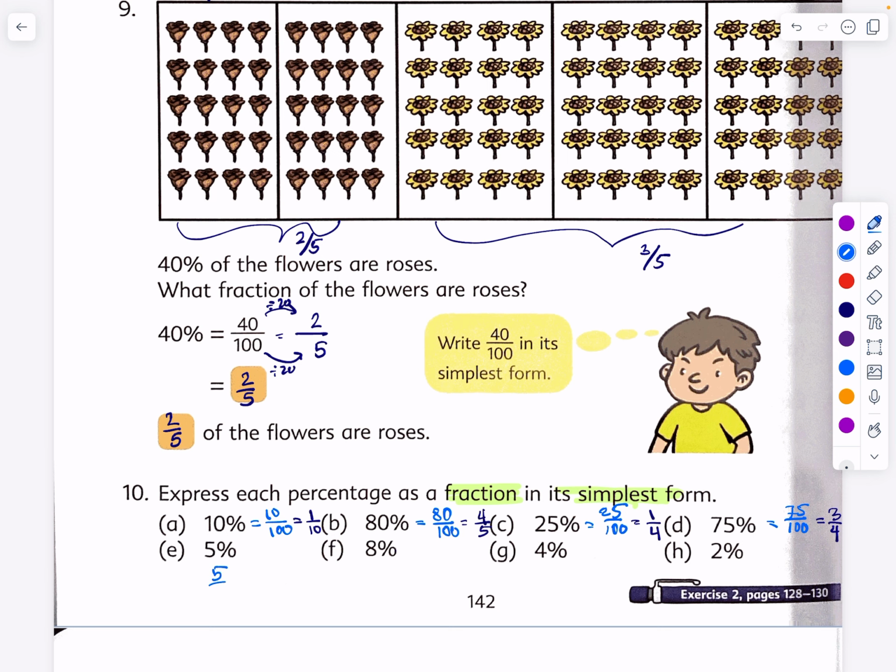Let's look at the bottom line. This is 5 out of 100 equal parts. 8% is 8 out of 100. 4% is 4 out of 100 equal parts. And 2%. Let's continue. So 5 hundredths is 1/20th.